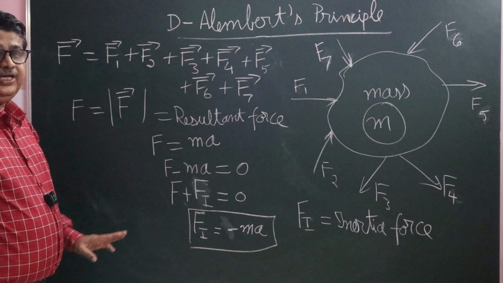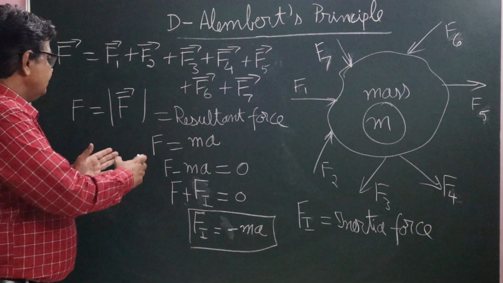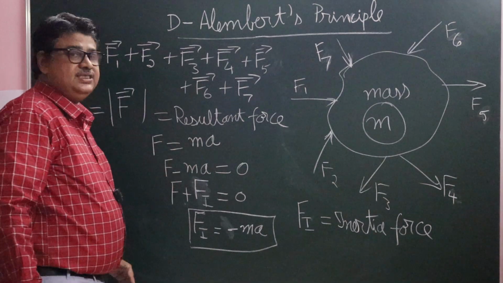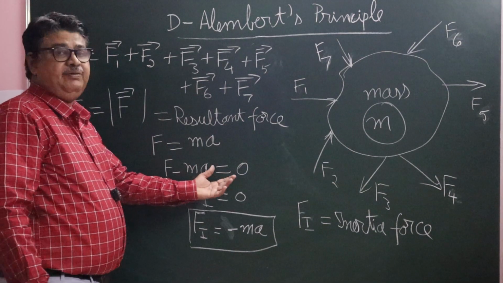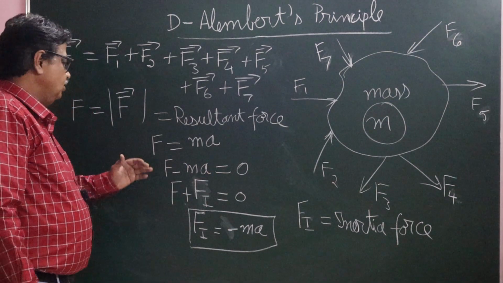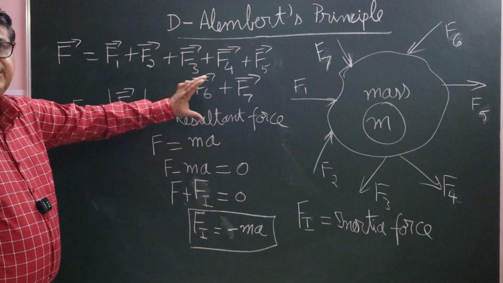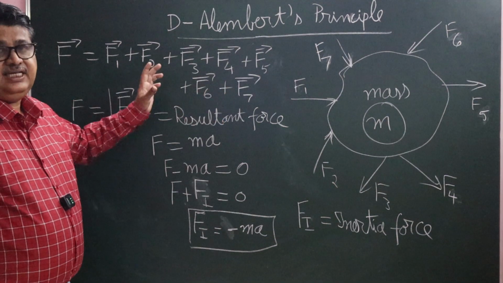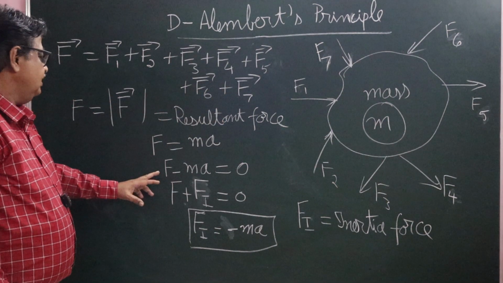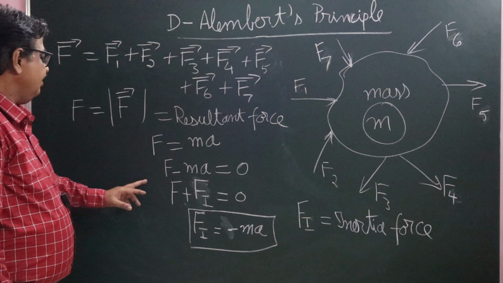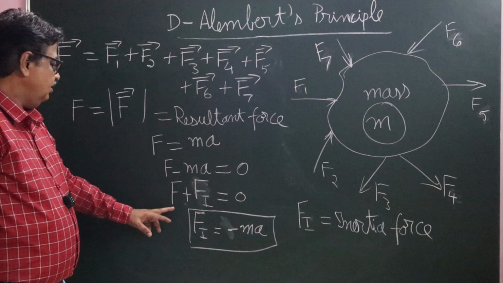F is equal to ma. So what is the resultant force? Force is equal to mass into acceleration. F is equal to ma. Therefore, F minus ma is equal to 0, where F is the resultant force acting on the body, which is the resultant of all these forces or the summation of all these forces. F is equal to ma, so F minus ma equals 0.